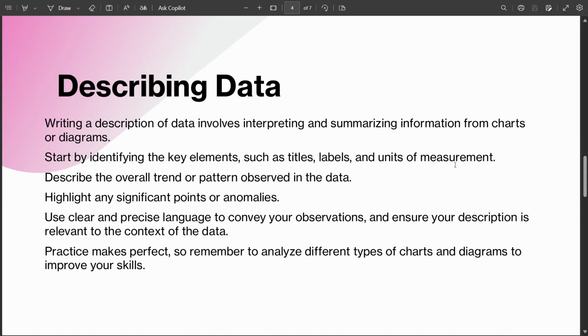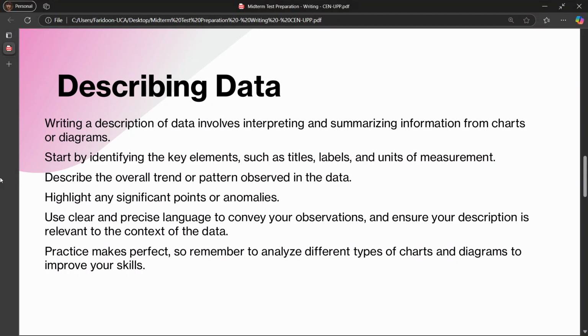Okay, so if it has labels, identify them. If it has units of measurement, again, identify them, because you need to know what you're describing before you start describing it. And then, inside your writing, you describe the overall trend, the pattern observed in the data. Okay, and also you have to highlight.